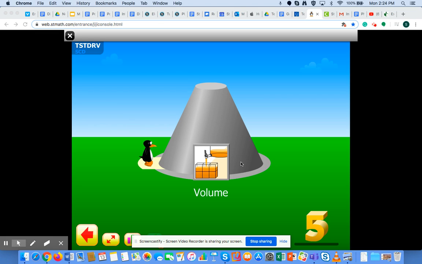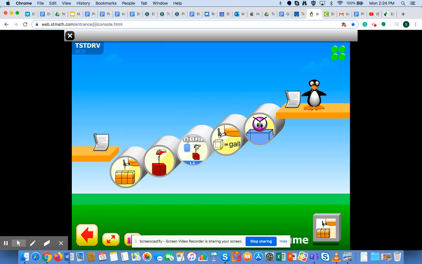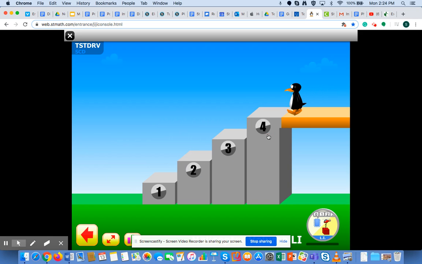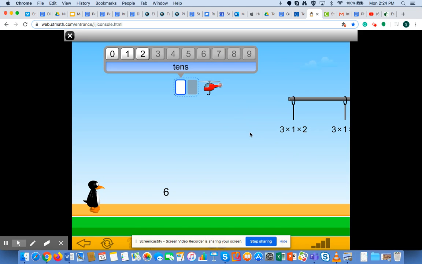Hey, fifth graders. So for today's ST math lesson, I want to take a look at a kind of problem that some of us have been struggling with, and it fits perfectly with our lesson from yesterday on how to multiply three numbers together. So here I am in the volume course, and when you get to this third section of volume called helicopter volume, you'll get to a set of problems that looks like this.